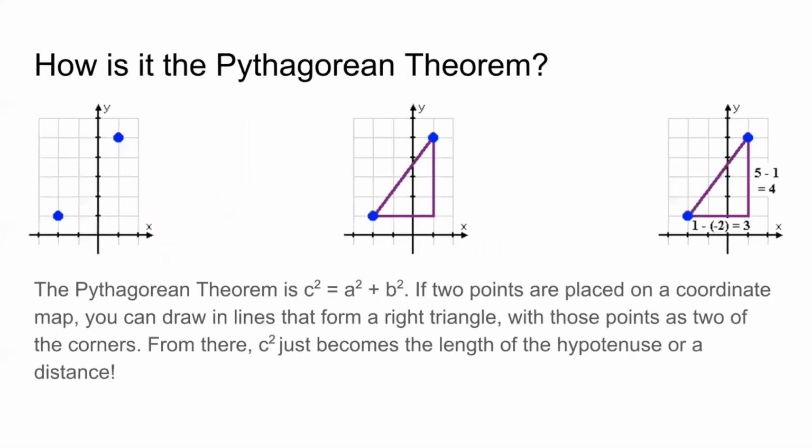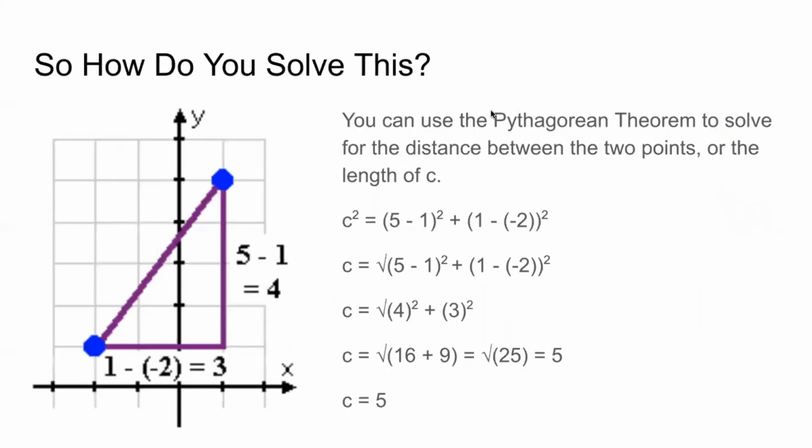So how does it do this, you ask? The Pythagorean theorem is c squared equals a squared plus b squared. So if 2 points are placed on a coordinate map, you can then draw in the lines that make it a right-angled triangle, and those 2 points become 2 of the corners. From there, c squared just becomes the length of the hypotenuse, or a distance.